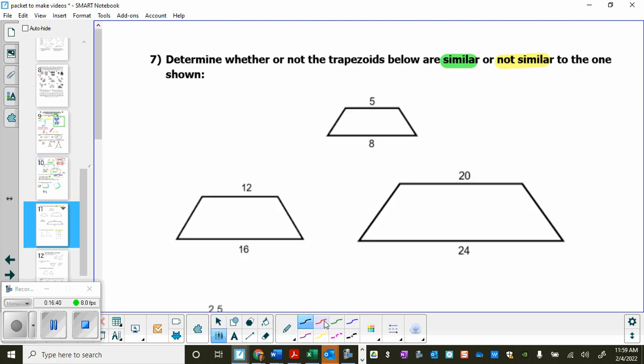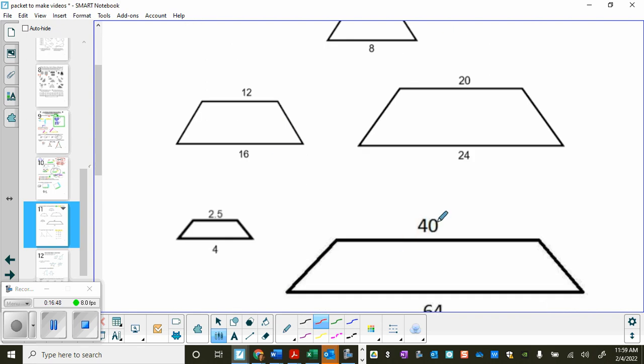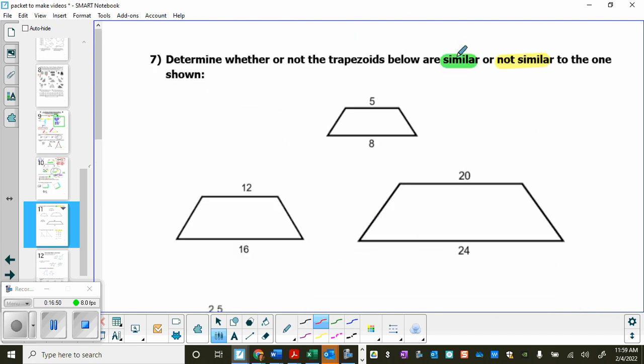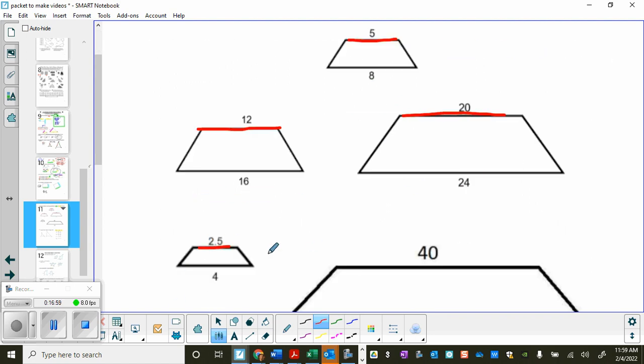All right, cruising along here. So for number 7, we're just trying to, again, figure out which trapezoids are similar or not similar. For number 7, we're just going through all 4 of these, and we're going to determine similar or not similar. Now here I have a 5, and that's going to match up with the top part of all of these. And the bottom part here is an 8, so that matches up with all of these.